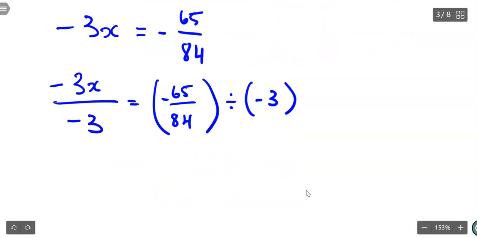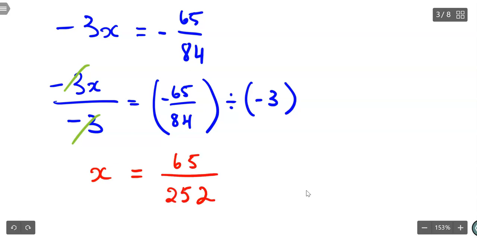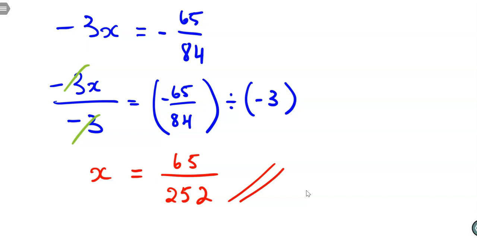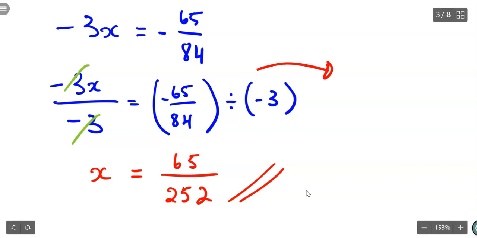All right, so let's cancel this and that. And again, if we use a calculator, we will have the answer as x equal to 65 over 252. The calculator is quite powerful because we don't have to worry about common denominators. You don't have to worry about how to perform this operation here. All you have to do is key them into the calculator.